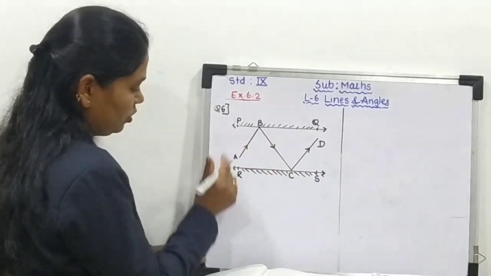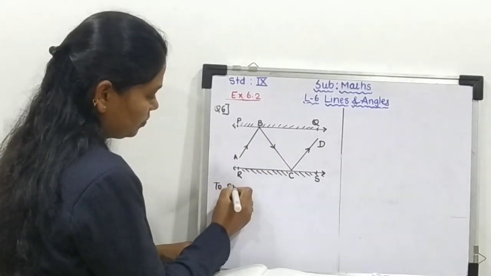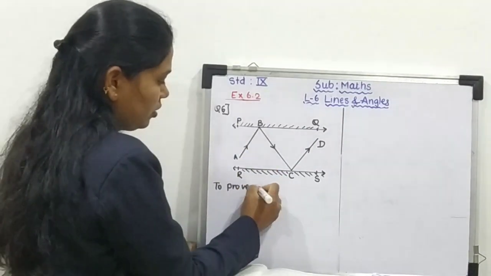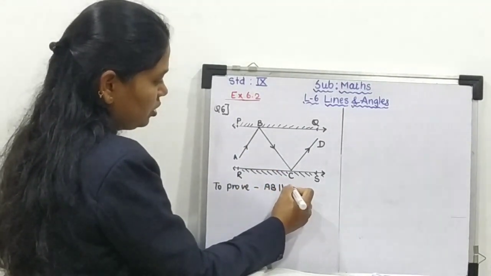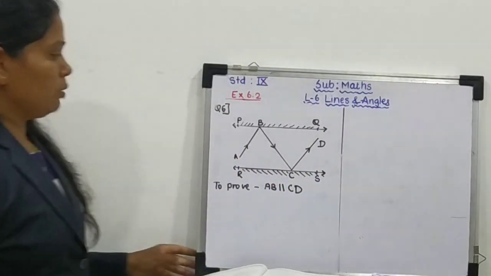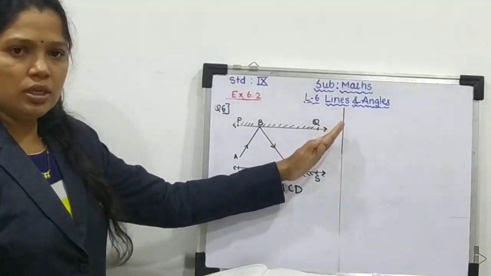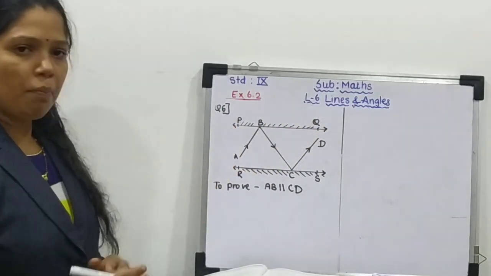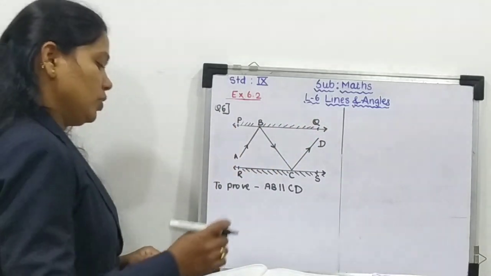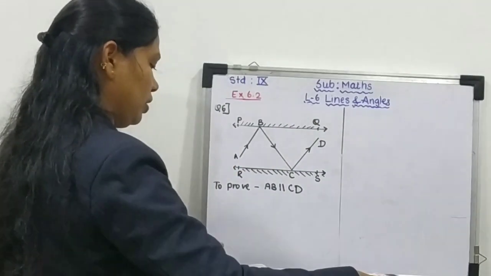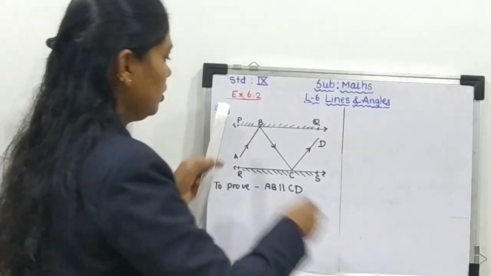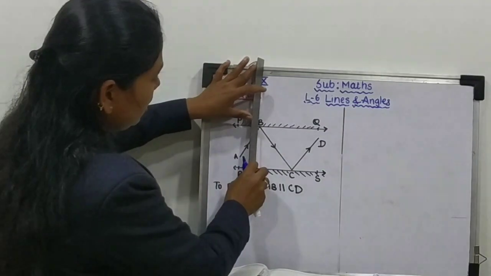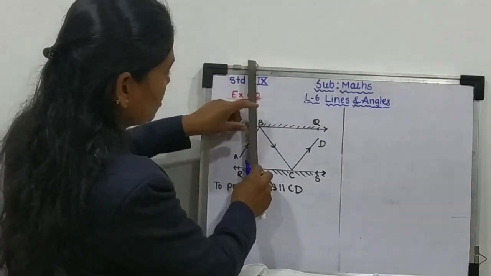Alright, here to prove that AB is parallel to CD. See, AB is this one, and CD is this. So these two are parallel, which we are going to prove. So for that, to reach AB and CD, we are going to do one small thing, that is construction.